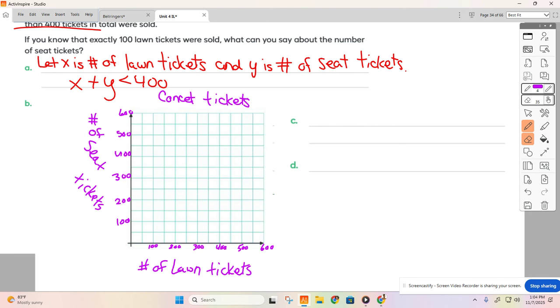Get all that written out. Make sure you have your labels on it. The labels are really very important. It's also what's going to help us most when we're trying to describe what it means.